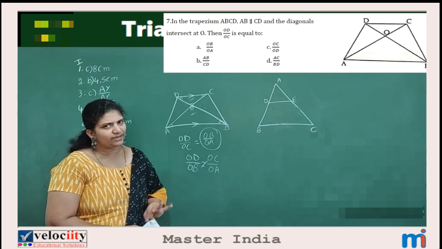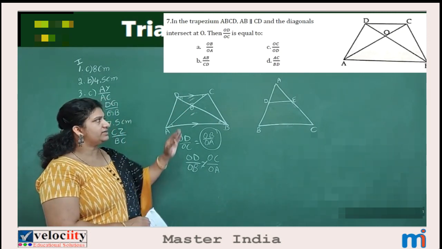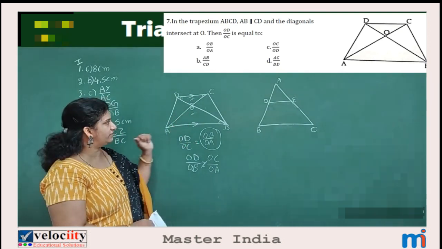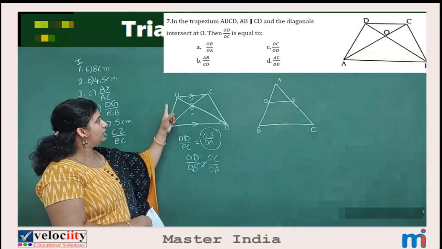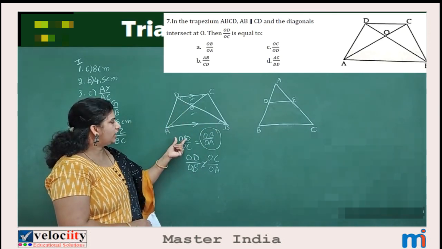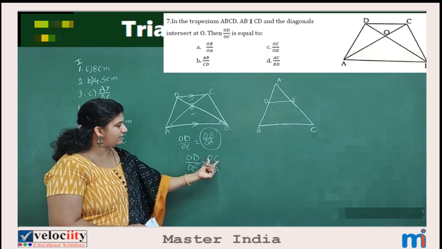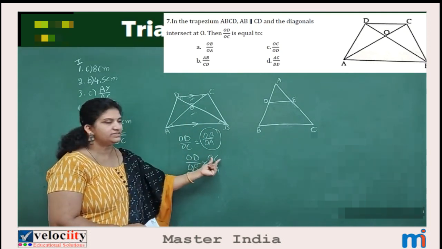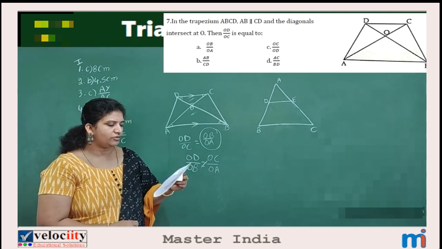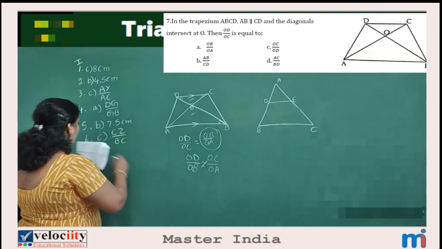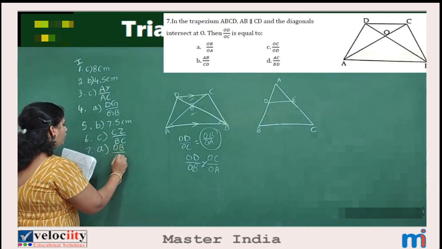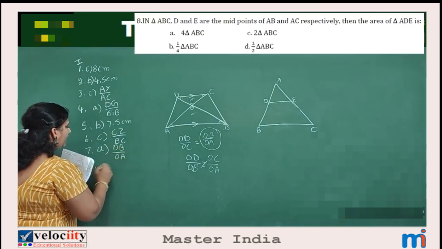But here this is only MCQ. Directly you can say these two triangles are similar. If they are similar, then the ratios are in proportion. Which ratios you are going to compare? OD by OB is equal to OC by OA. Here OD by OC is asked. That means OC bring here, OB send this side. OB by OA is your answer. Check for the option. Option A, OB by OA.